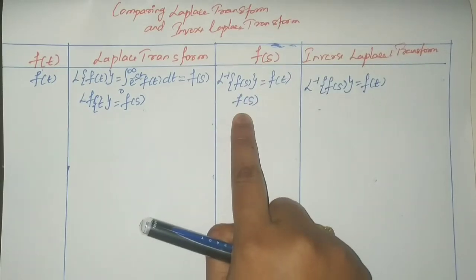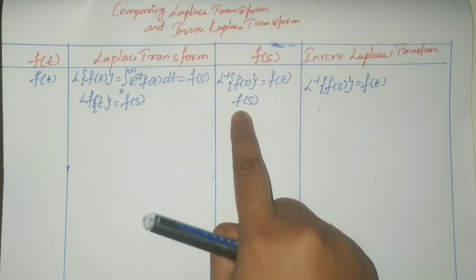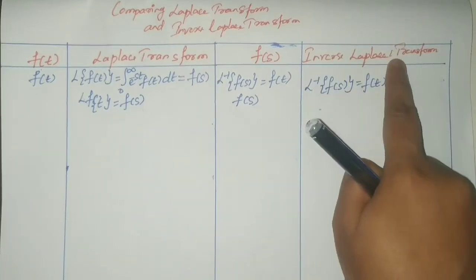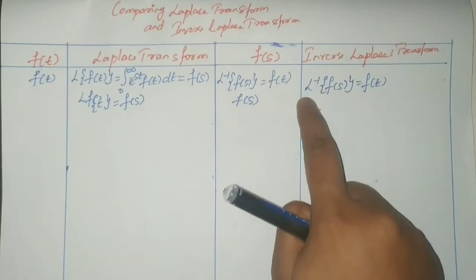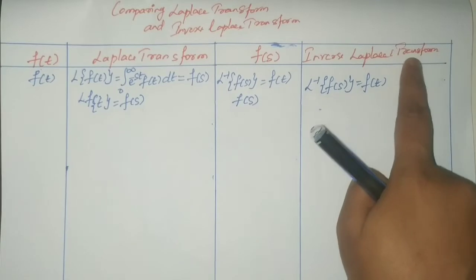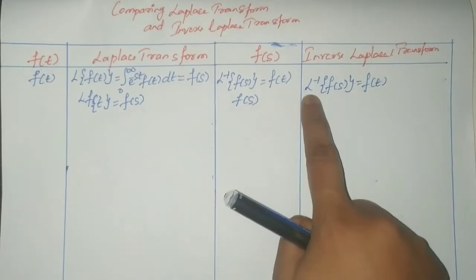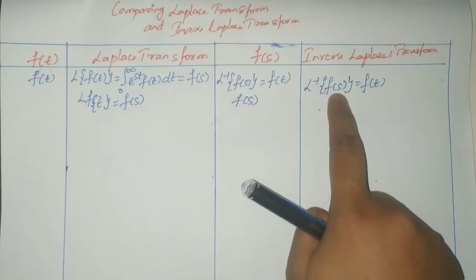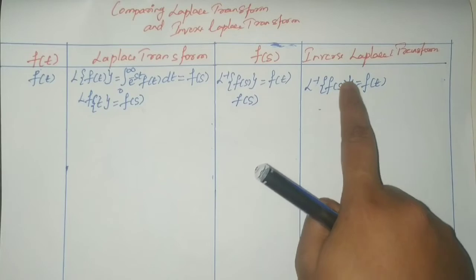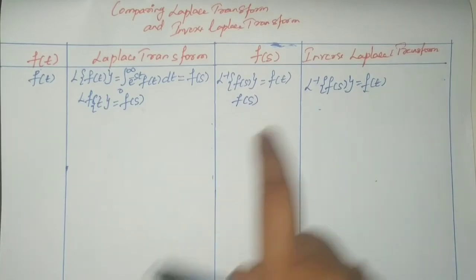So f of s is your function. Applying inverse Laplace transform, L inverse represents it's an inverse Laplace transform. So function is f of s. When you apply the transformation, the function of s is transformed into a function of t.